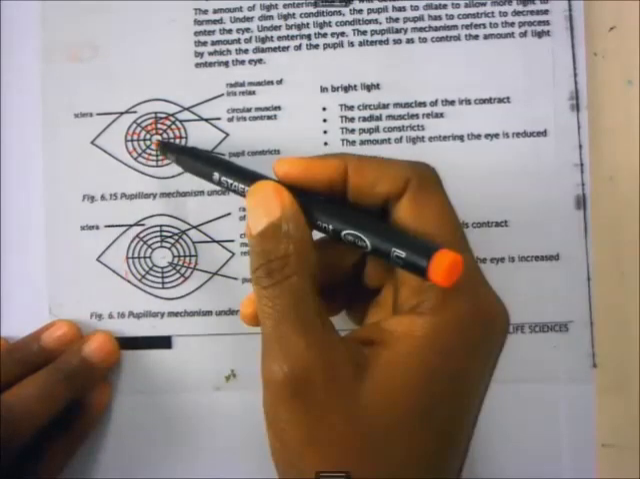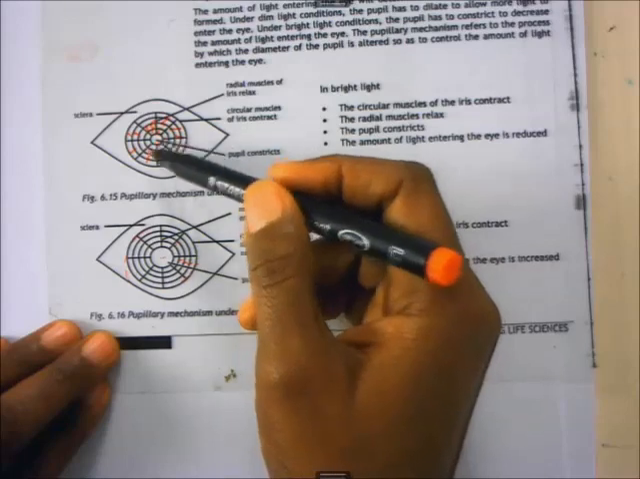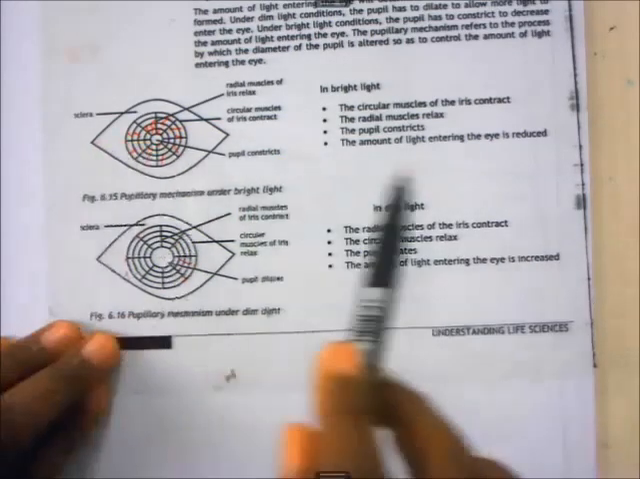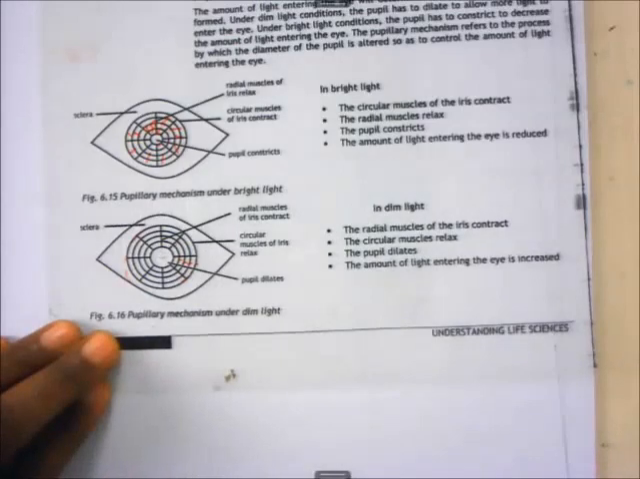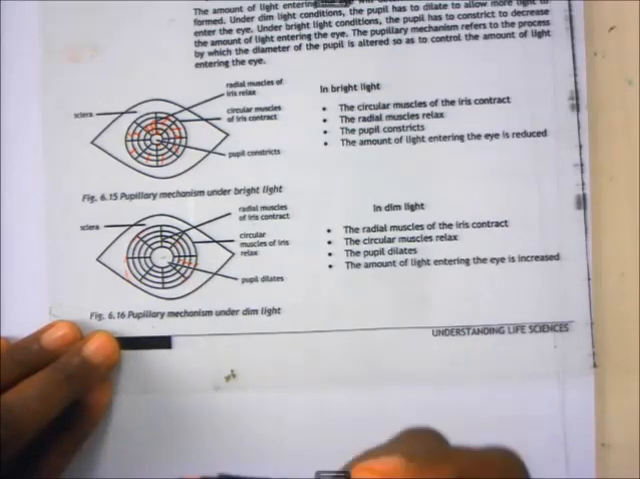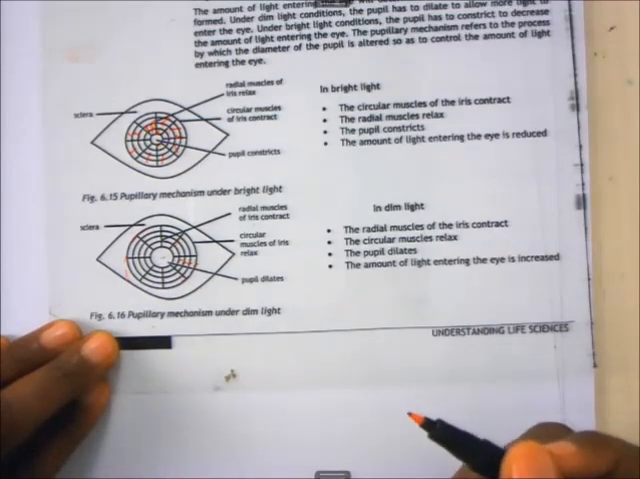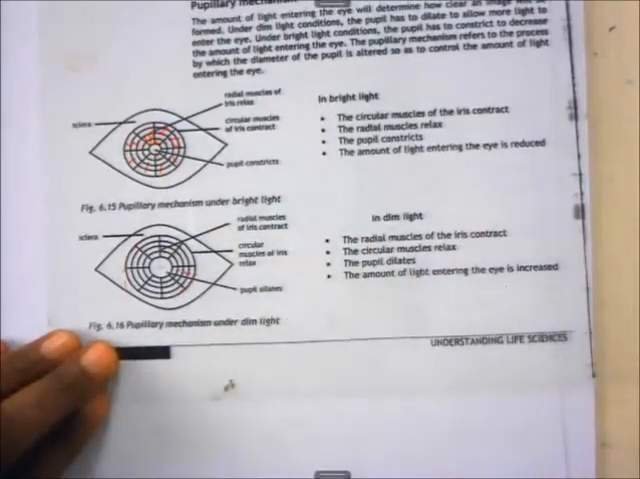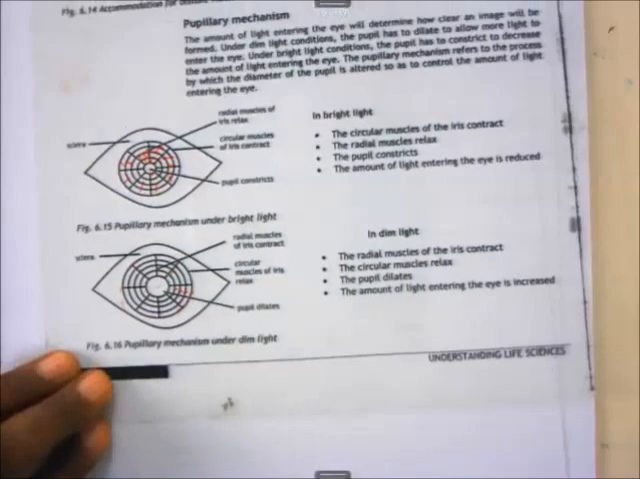You need to know that these people are in a very bright light. So now these people will constrict so that less light will enter the eye. And then here the people will dilate so that too much light enters the eye. Okay, we are done with the pupillary mechanism.